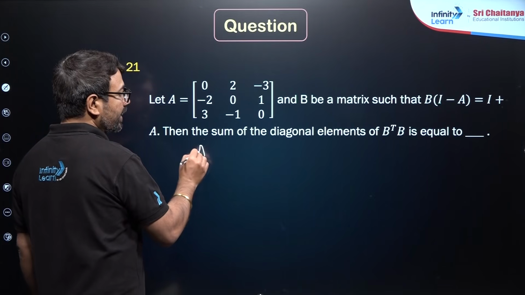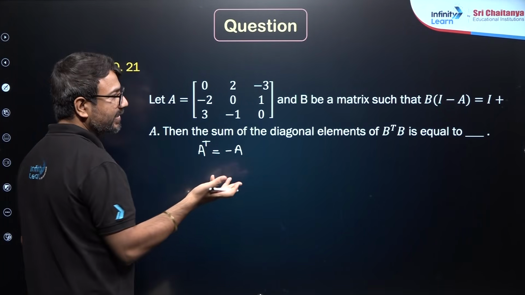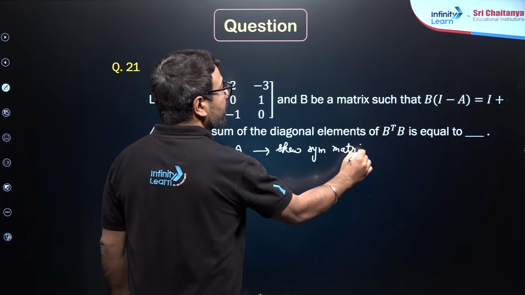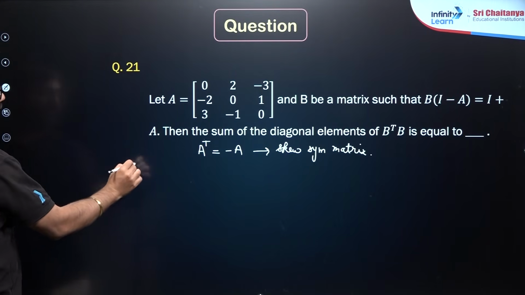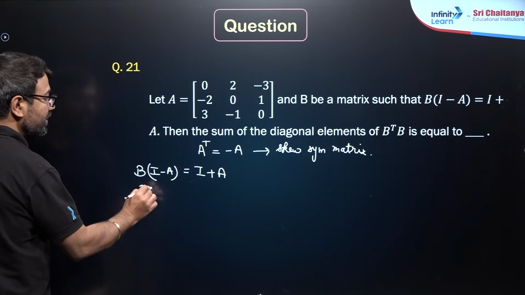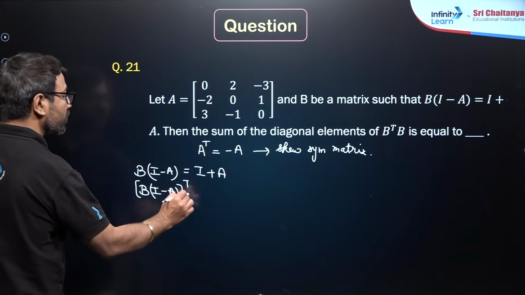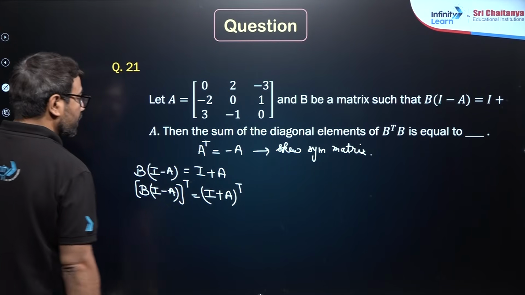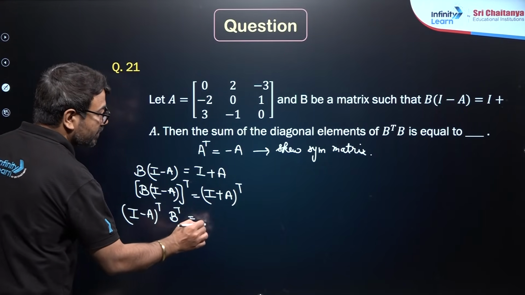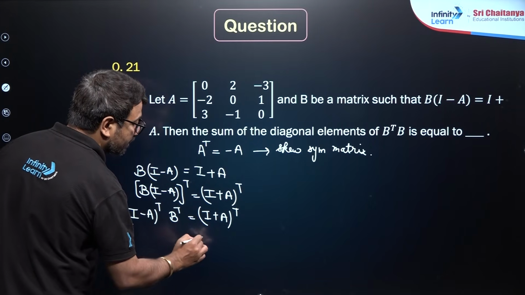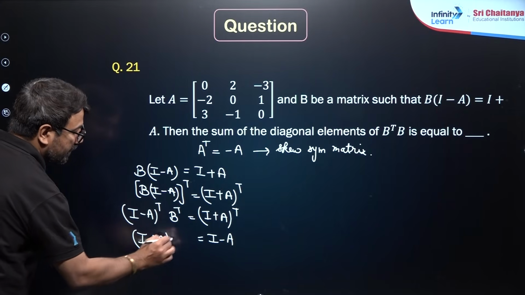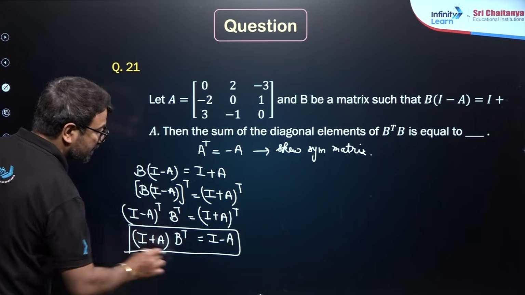Here, my dear students, A transpose will be negative A. You can check it easily. This is a skew symmetric matrix. Now they have said that B is a matrix such that B times (I minus A) is equal to I plus A. Now I am taking transpose on both sides. If you do that, you will be able to see here the property of transpose: second matrix transpose into first matrix transpose, and here you have (I plus A) whole transpose. (I plus A) whole transpose is equal to I minus A, and (I minus A) whole transpose is equal to I plus A. You can check it. This goes into B transpose.